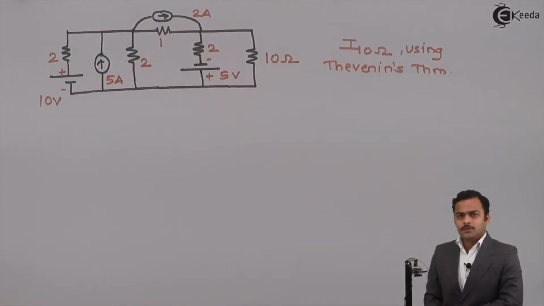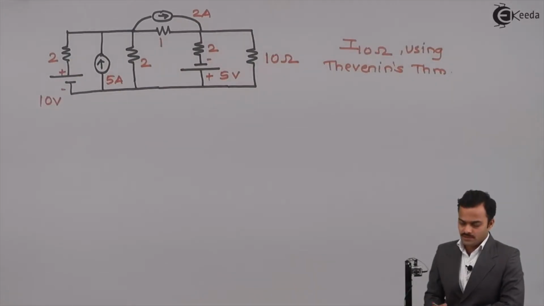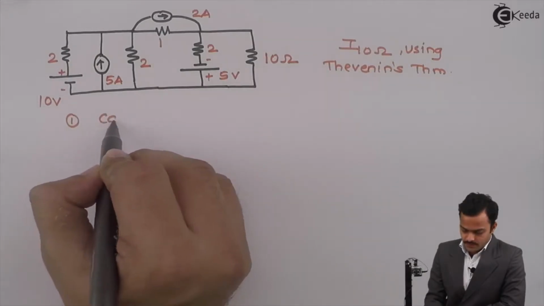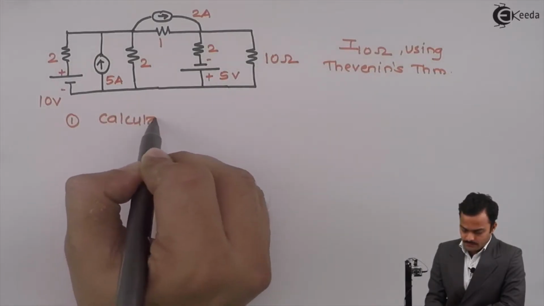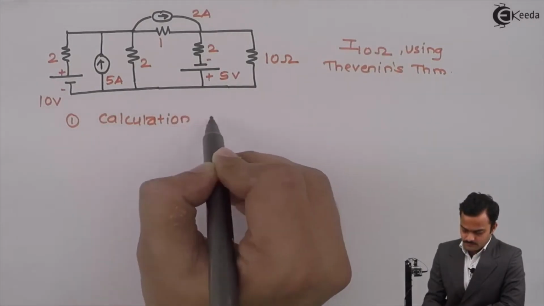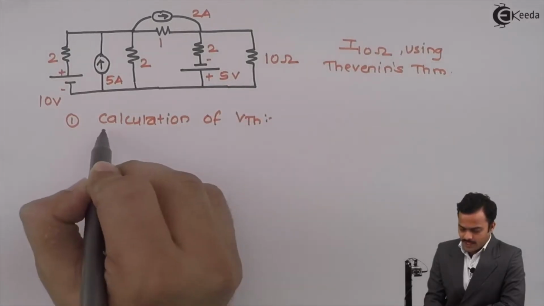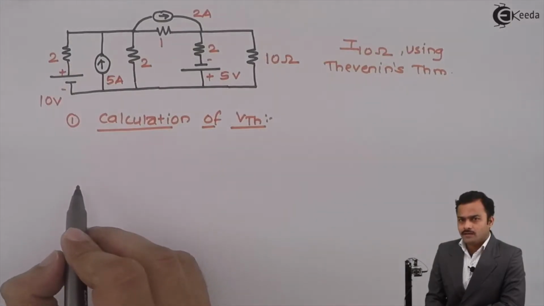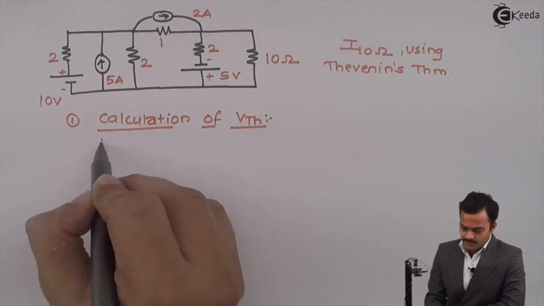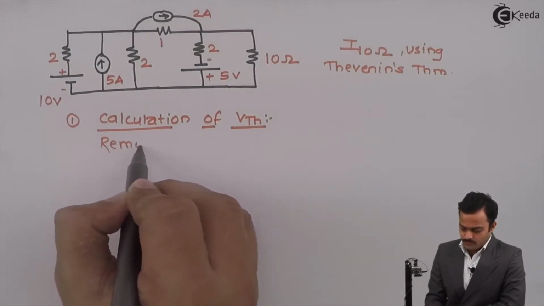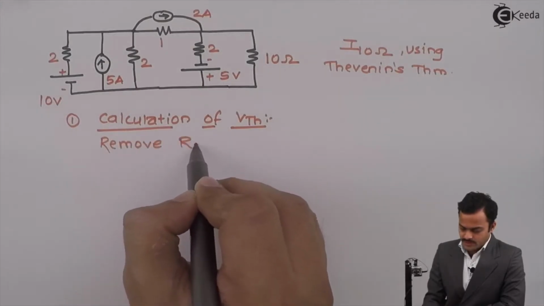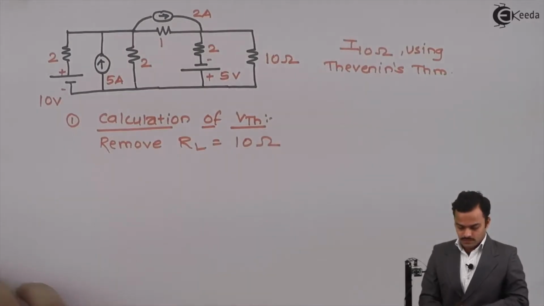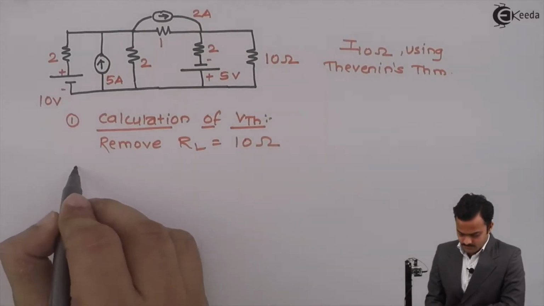We have a standard procedure to solve a Thevenin's theorem. Let's follow that. First, we need to calculate VTH. For that, a necessary modification is required in our original circuit, and that is we need to remove the load resistance, which is 10 ohm in our case. So the circuit will look like this.